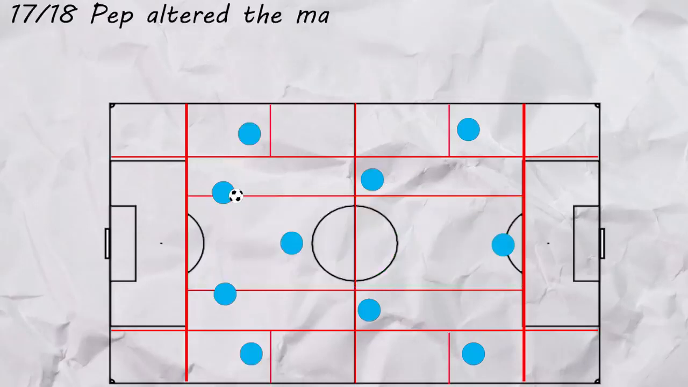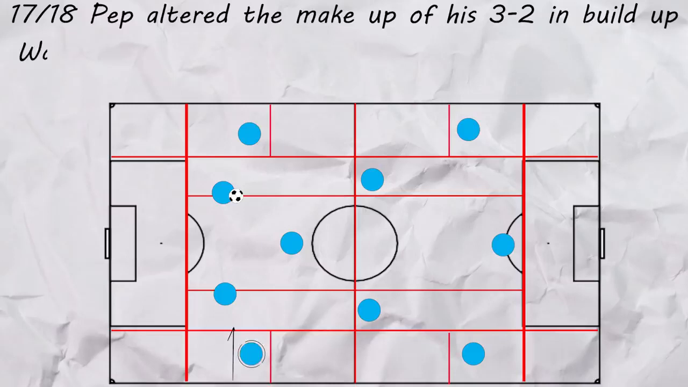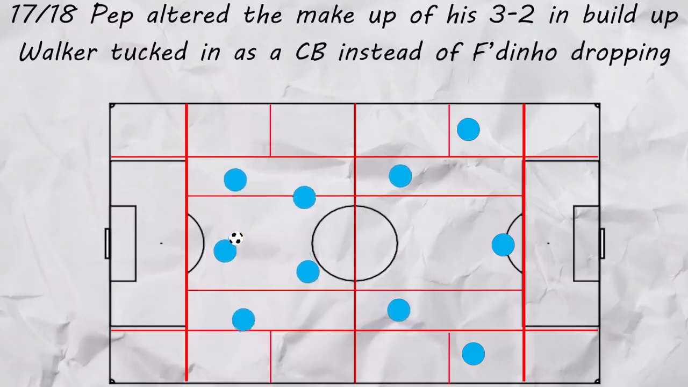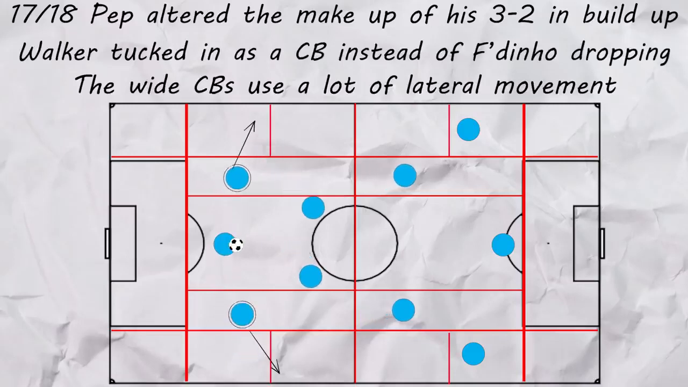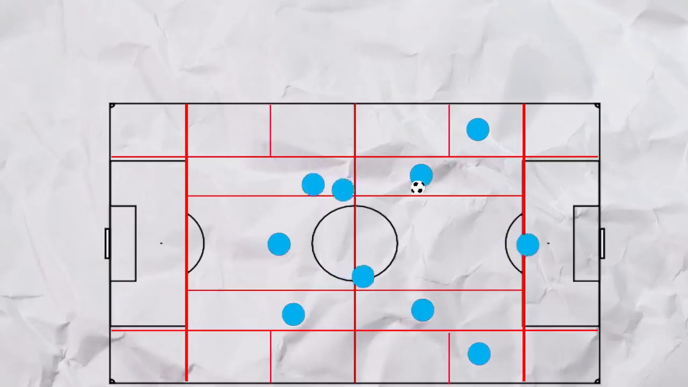After his first season, Pep shifted to a 3-2 in build-up. Walker tucks in as a third centre-back. The wide centre-backs have a lot of freedom, so if the ball is switched wide, they will often shift wide to create 2 men in the wide space. Now, let's move higher up the pitch.